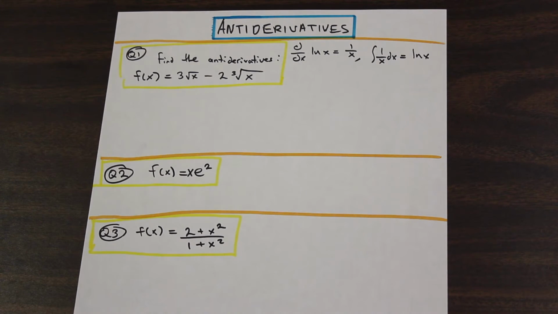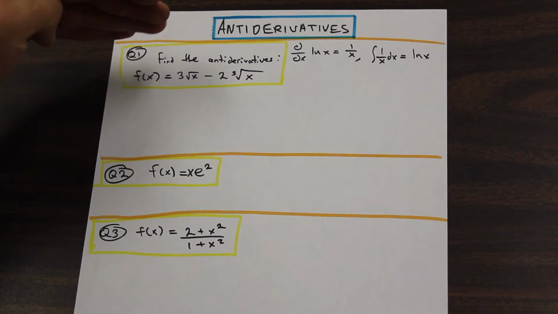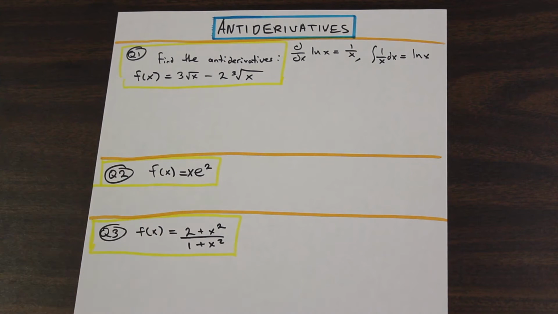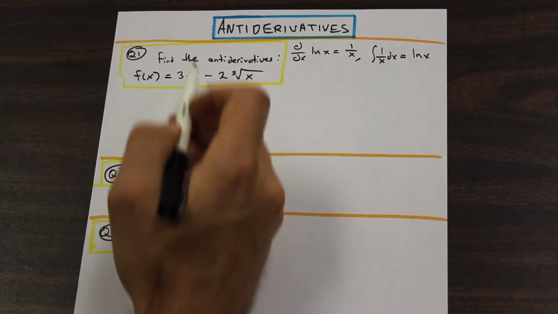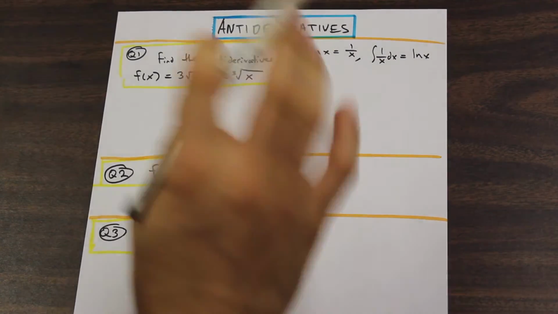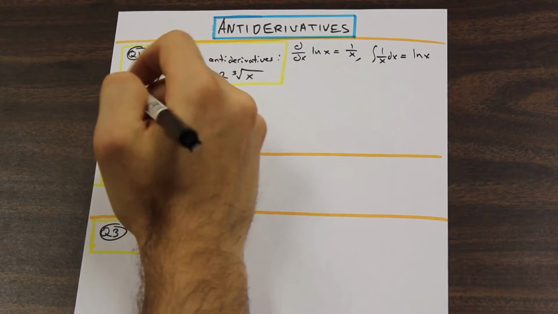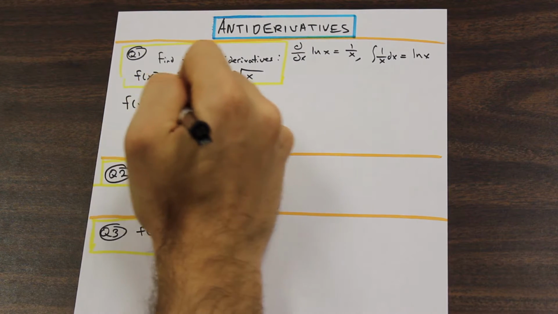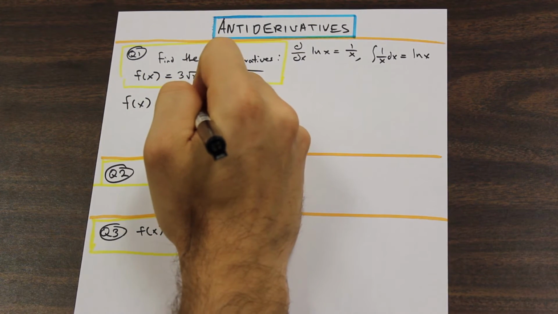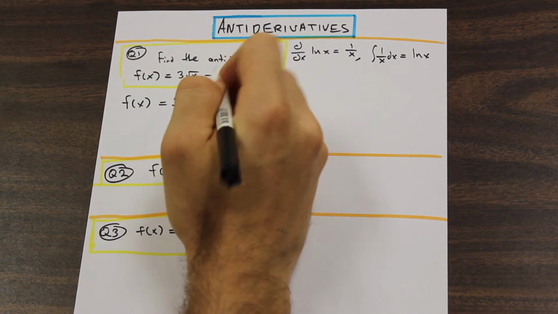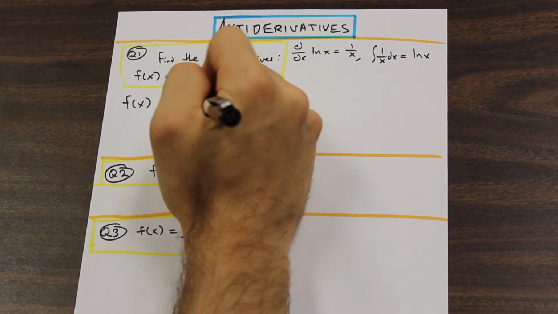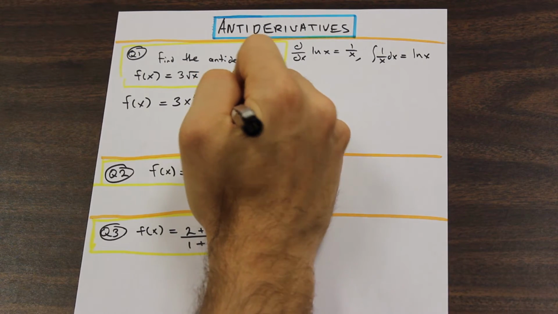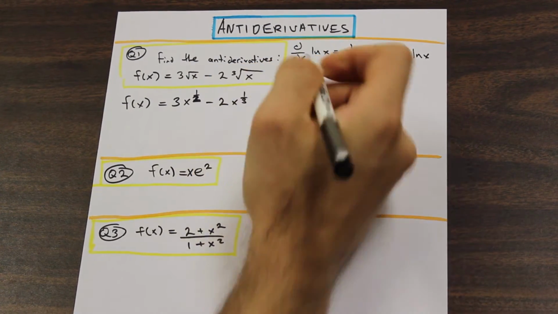All right, so let's look at the first question. The instruction to find the antiderivatives is referring to all three of these questions. So we have f of x is equal to 3 times root x minus 2 times the third root of x. So when we see a question like this, what we want to do is see these roots, in this third root here, we want to put those to the power of, okay? That's going to help us solve this. So we have 3 times x to the power of 1/2 minus 2 times x to the power of 1/3, okay?